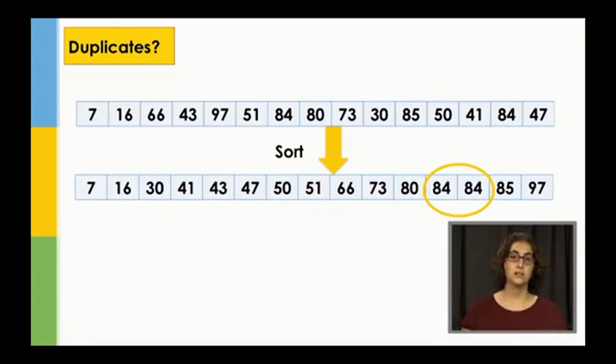And so in the data that we started with, we see that it's pretty quick to find that 84 appears twice once we've sorted the list.